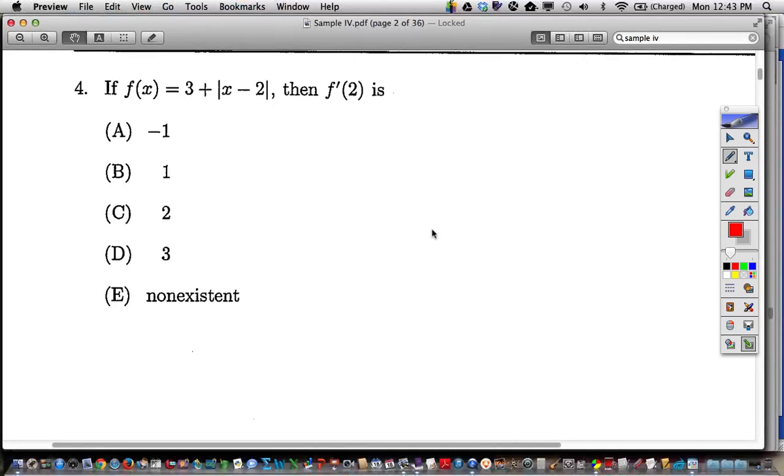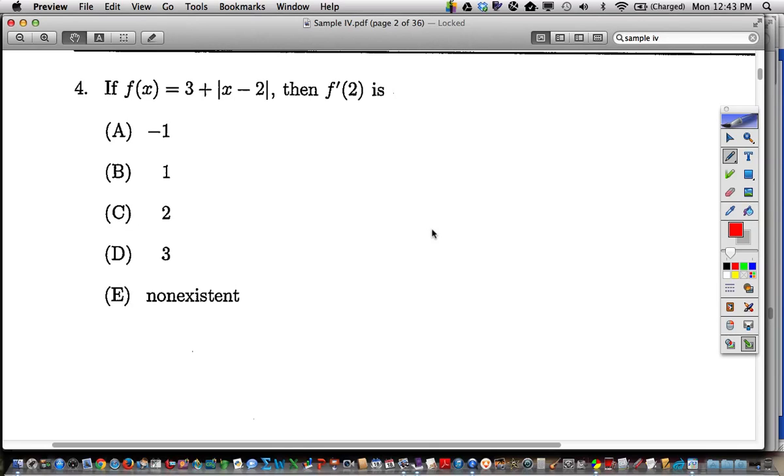Now, this is a no calculator. Anybody got any thoughts there? F prime of 2. You know, a week or two ago, I started class one day with a problem where I said, let's list all the different ways we can find F prime of 2. Remember that? But let's go through that again.